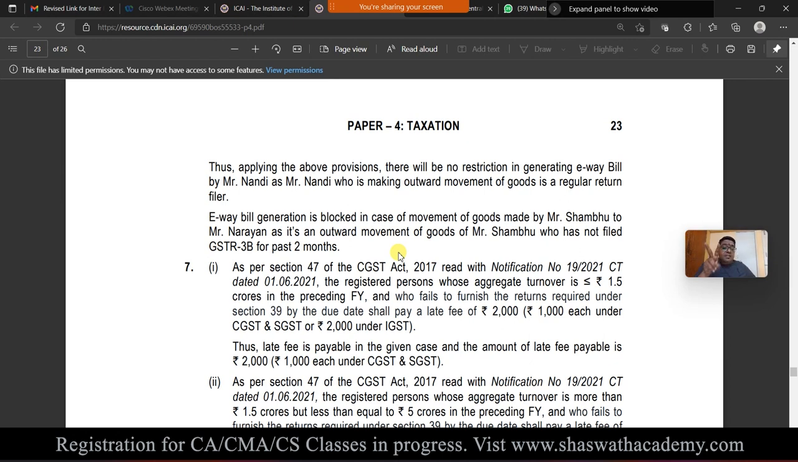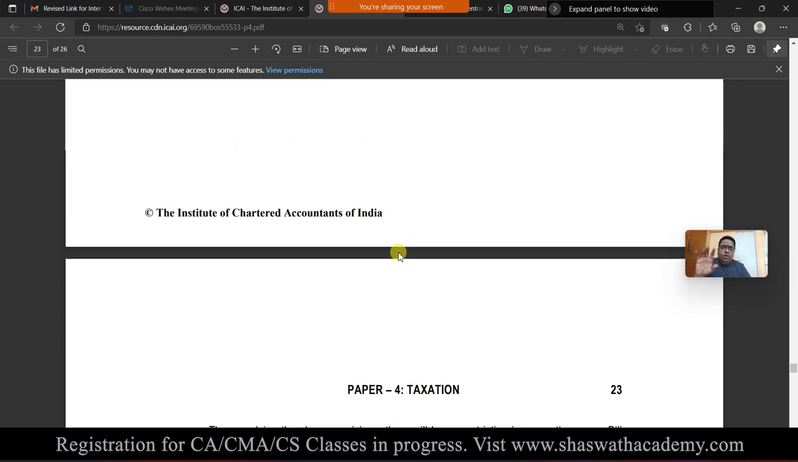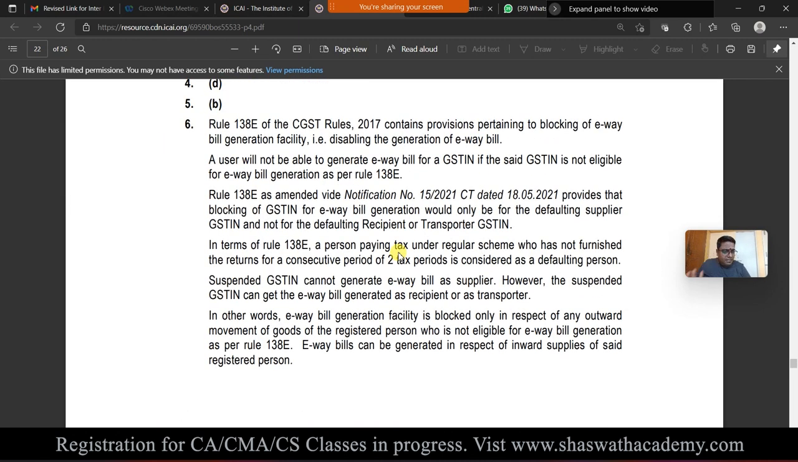But the way of presentation alone matters. Guys, again I am telling you, don't panic on seeing this kind of presentation. Don't go behind numbers, don't go behind mugging up notifications, notification number 15. Don't do this, not required. Not at all required. Just to keep it simple, write as per the latest provisions of the GST law. Focus on the content, not on numbers.